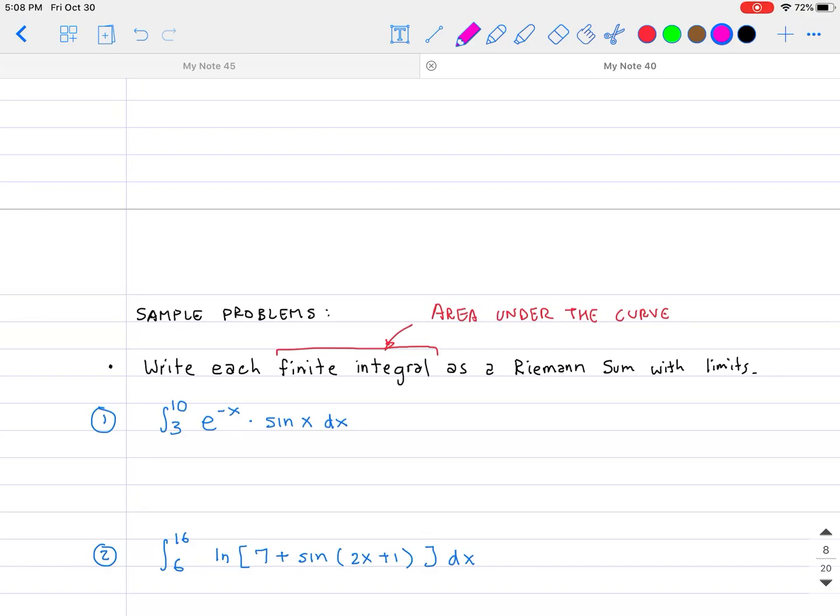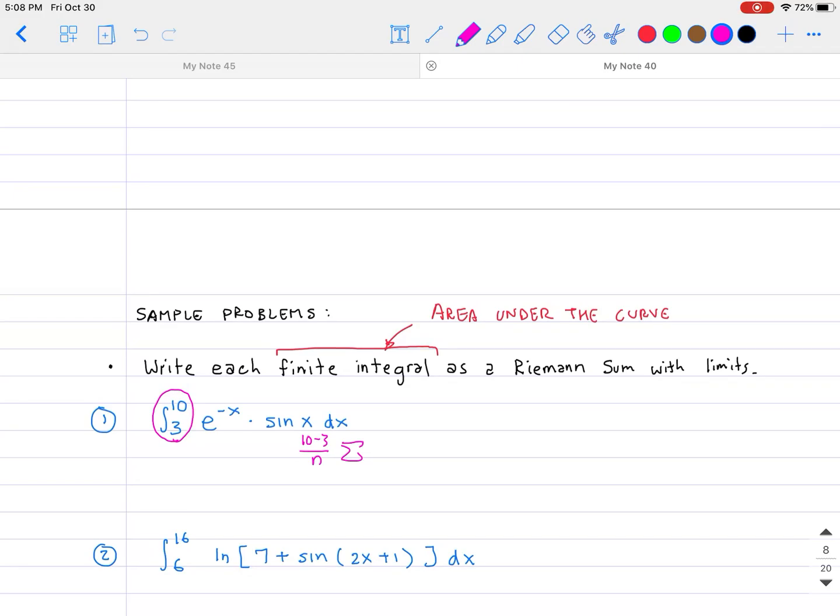Okay. So what I want to do for each one of these is write each definite integral as a Riemann sum with limits. So basically take what I did and write it in a Riemann sum form, so that way I can maybe throw it into a computer or ask my TI calculator to solve it for me. So here's how it works. First, we're going to look at the base part. This is saying the area under the curve from 3 to 10.